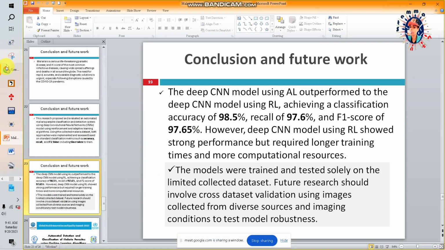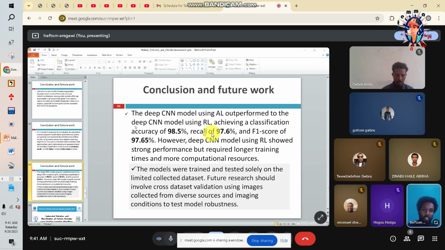The deep CNN model using adaptive learning outperformed the deep CNN model using reinforcement learning, achieving a classification accuracy of 98.5%, sensitivity of 97.6%, and F1 score of 97.65%. However, the deep CNN model using reinforcement learning showed strong performance but required longer training times and more computational resources.